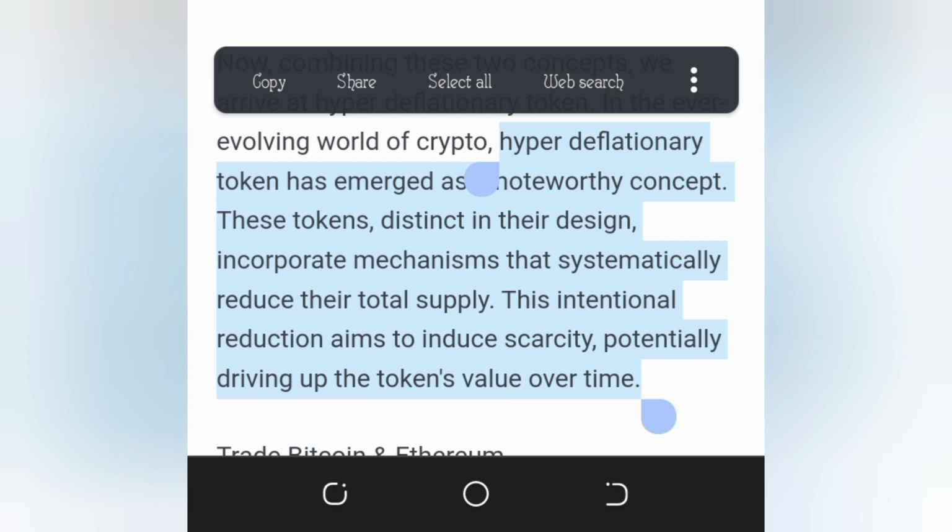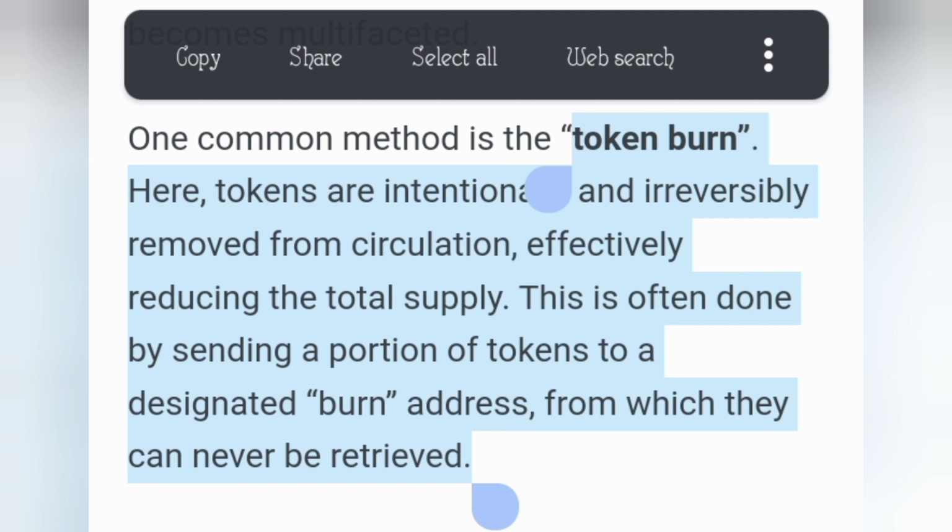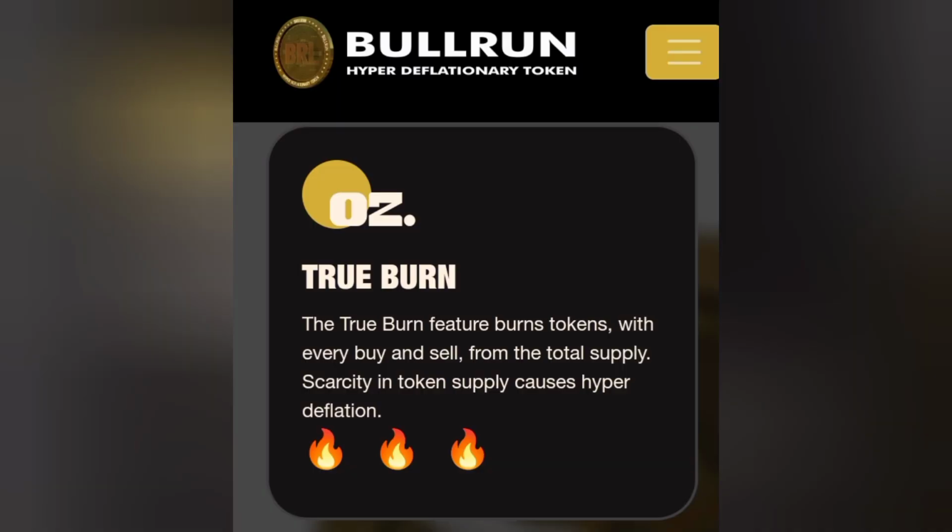And one way to achieve hyperdeflation in tokens is through a method called token ban. Through this method, tokens are irreversibly removed from circulation, which effectively reduces the total supply. This is usually done by sending a portion of tokens to an appointed ban address where they can never be retrieved. So this is the method that BULLRUN token uses to achieve its hyperdeflationary nature.